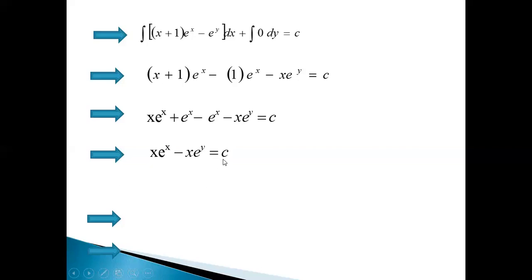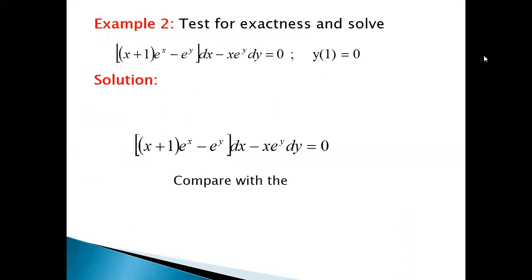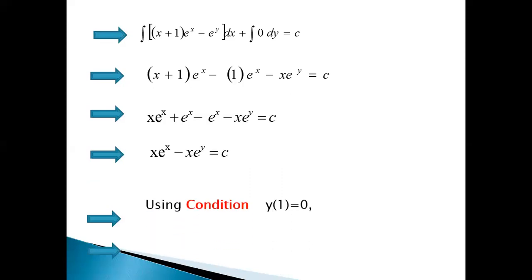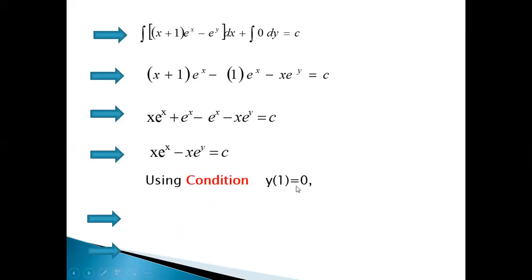See, students, this is our generalized solution. Here we have been given this initial value problem. So in our generalized solution we use the condition y of 1 equal to 0. It means when x is equal to 1, y is equal to 0. So by putting x equal to 1 and y equal to 0 in this generalized solution, we get c is equal to e minus 1.